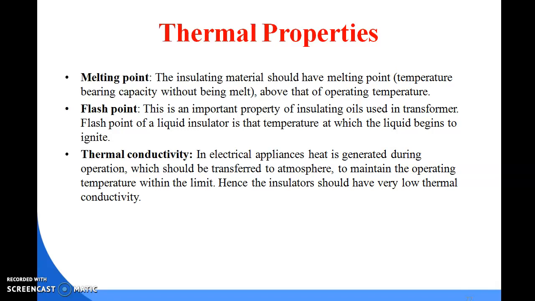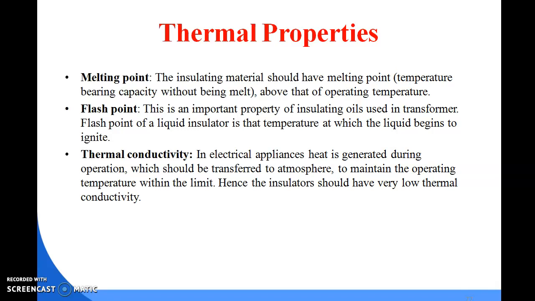above the operating temperature. Every insulating material has its specific melting point. Okay. After that, it will melt. Okay, this is the melting point. And flash point, another important one, is in oil insulated transformers. This is an important property of insulating oil used in a transformer. Flash point of a liquid insulator is the temperature at which the liquid begins to ignite. That is the flash point.